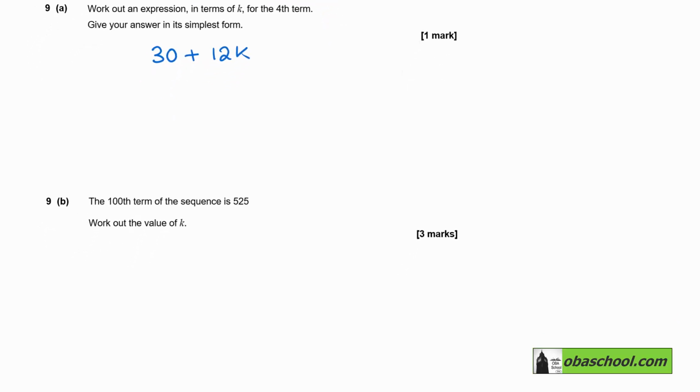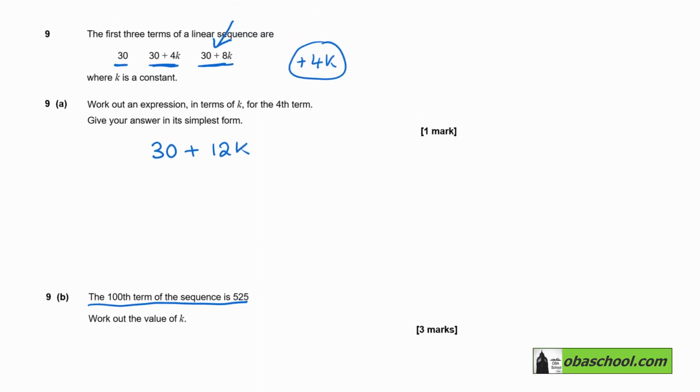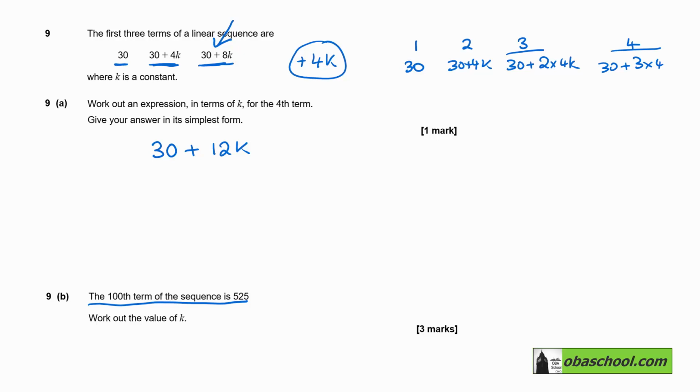We're now told that the 100th term of the sequence is 525, and we want to work out the value of k. Well, let's think about the terms that we have so far. The first term is 30. The second term is 30 plus 4k. The third term is 30 plus 2 lots of 4k. And then the fourth term was 30 plus 3 lots of 4k.